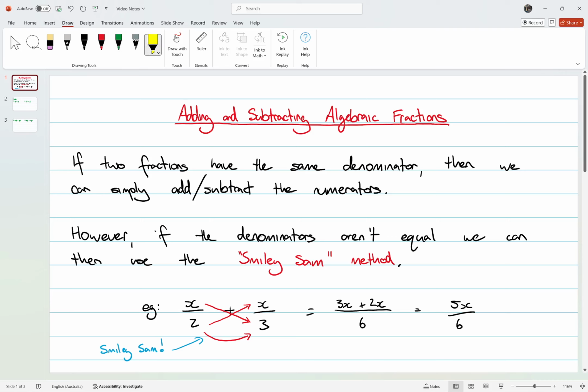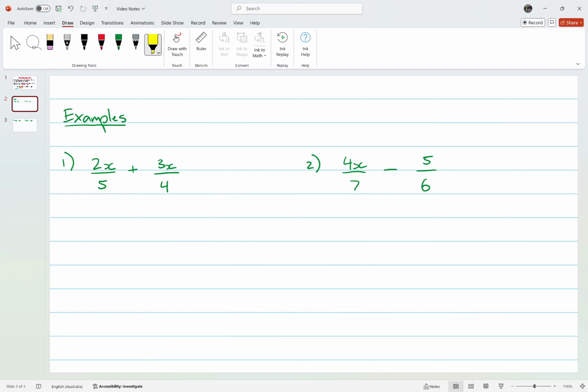Why is it called Smiley Sam? Well, looking at this little example we have at the bottom, we see that the process is we multiply the two denominators. So 2 times 3 is 6. Then we do the top left times the bottom right, which is 3x. The bottom left times the top right, which is 2x. And we see that the little red arrows kind of make a little smiley face. That's why we call it Smiley Sam. But then looking at what we do from there, we then add 3x plus 2x equals 5x. And there we go. So let's just jump right into a few examples.